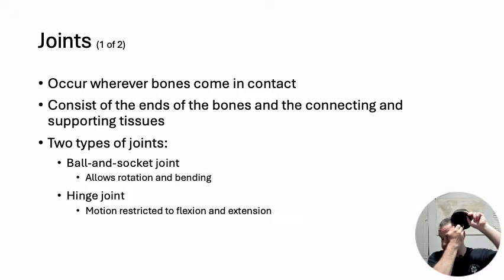Now, some of the tissues that help support joints are ligaments, okay? Ligaments connect bone to bone. And then we have tendons, which connect muscle to bone. These different structures are sometimes easy to confuse, especially when documenting musculoskeletal injuries, and that can lead to miscommunication. So it's important to memorize the definitions.